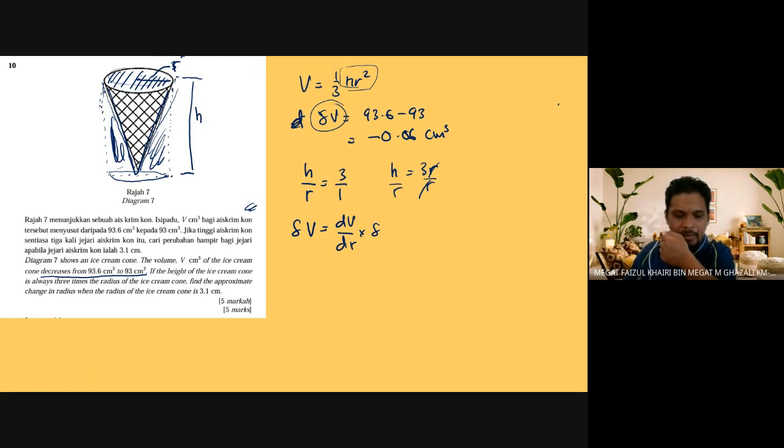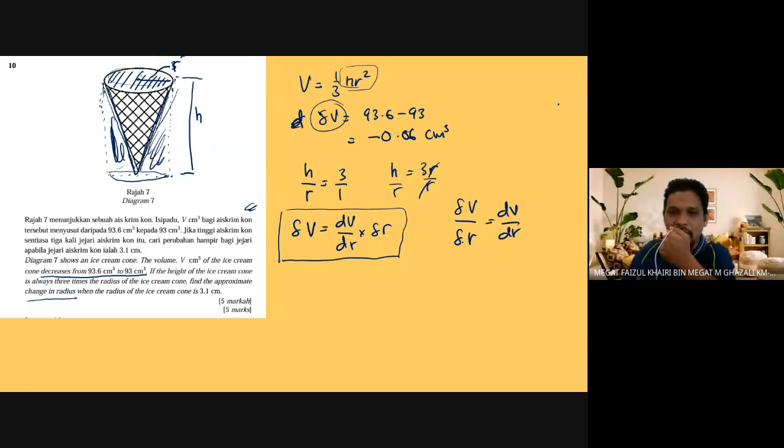Okay, so if the height of the ice cream cone is always 3 times the radius, find the approximate change in radius. So this is the formula that is given to us. Or not given to us, but the small changes of V divided by the small changes delta r equal to dV/dr.